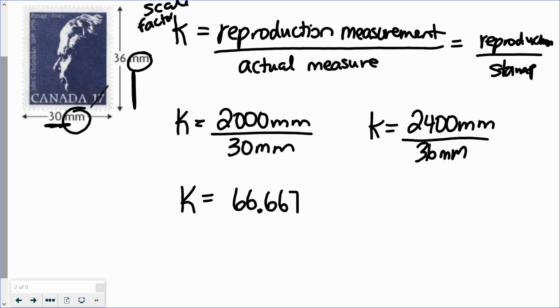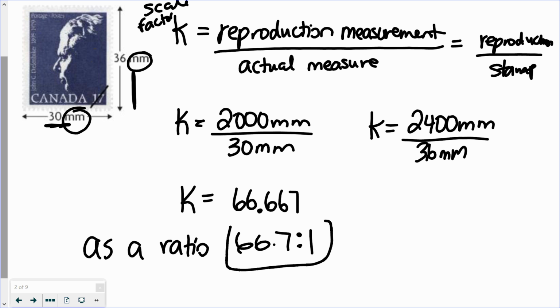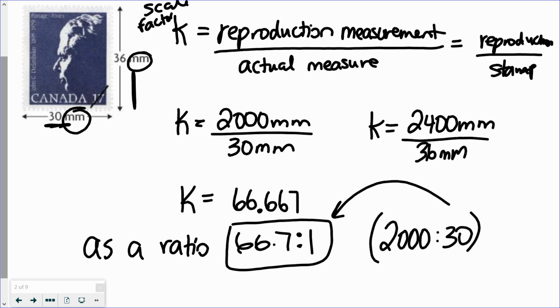Or we could do it as a ratio as well. That you could see would be 66.7 to 1. You usually want to have your ratio down in one of the terms being to 1. Yes, you could write it as 2,000 to 30 or 2,400 to 36, but usually you want to have it reduced in the ratio to one of the terms, whether it's the first or the second, being equal to 1.